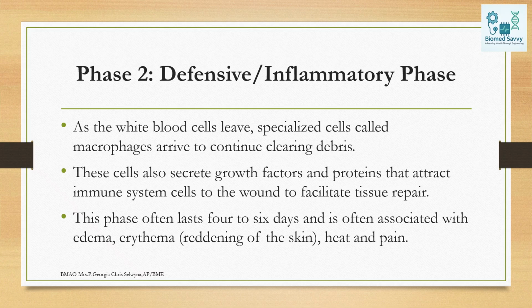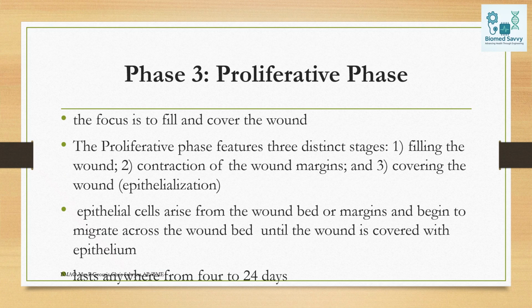The classical signs of inflammation, erythema, edema, heat, and pain, are evident during this phase. The third phase is the proliferative phase, characterized by tissue regeneration and neovascularization. The fibroblasts migrate into the wound and synthesize collagen, mainly type 3 collagen.